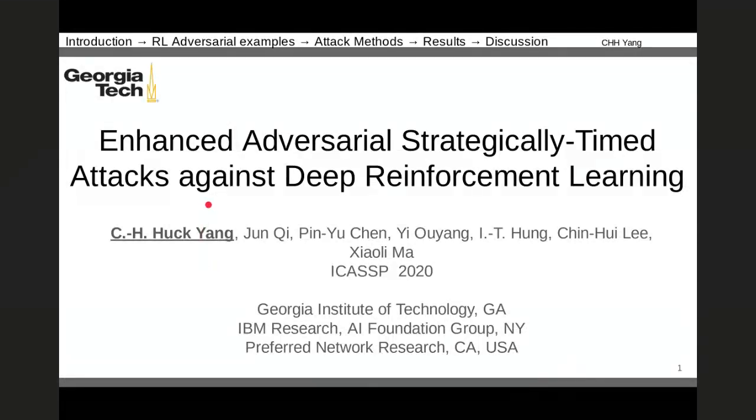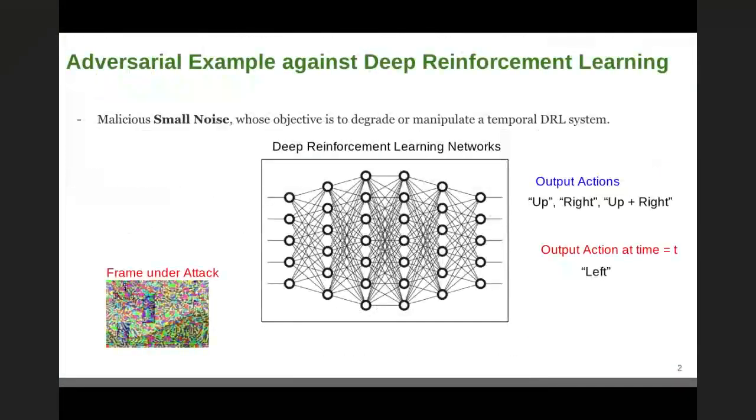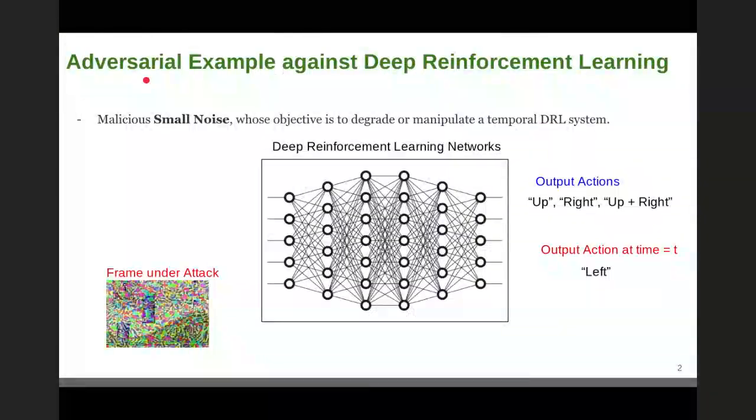I'm gonna introduce the motivation, reinforcement learning based adversarial examples, and the new attack methods. First of all, what is an adversarial example against deep reinforcement learning? An adversarial example is some mysterious small noise which is able to degrade or manipulate a deep reinforcement learning system.